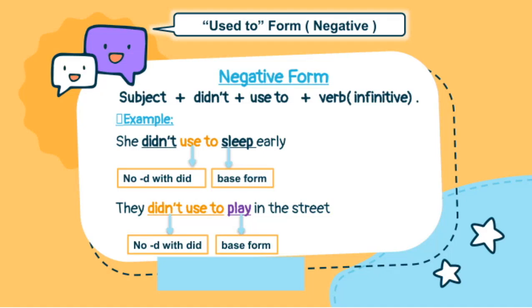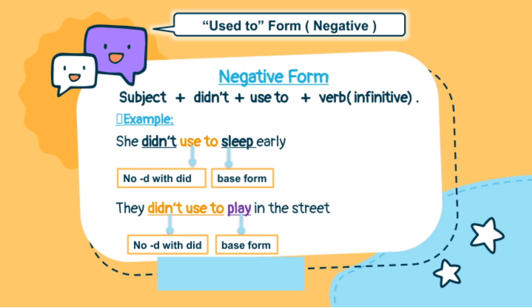All right, let's talk about the negative form of used to. When we want to say that someone did not use to do something in the past, we use didn't plus used to plus the base form of the verb. One important thing to remember is that with didn't, we don't add ing to the verb. It stays in its base form. For example, if I want to say she didn't use to sleep early, I say, "She didn't use to sleep early." Notice how sleep is in its base form, not sleeped. Similarly, if they didn't use to play in the street, I say, "They didn't use to play in the street." This structure helps us clearly express past habits or routines that didn't happen in the past.